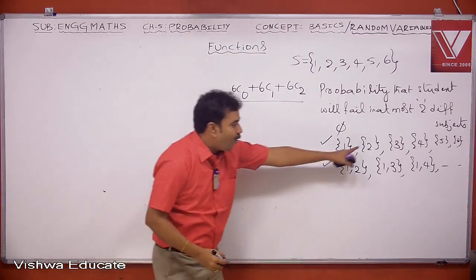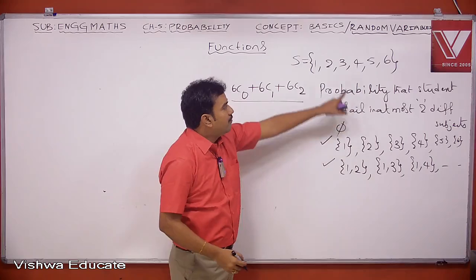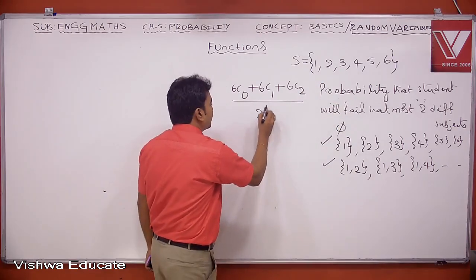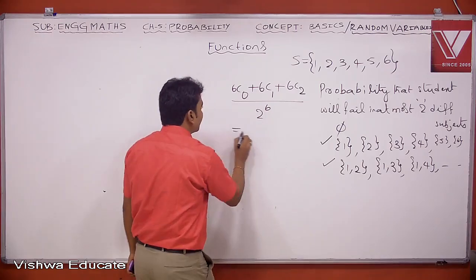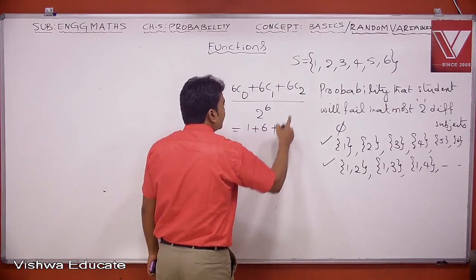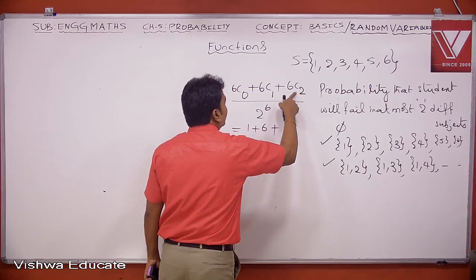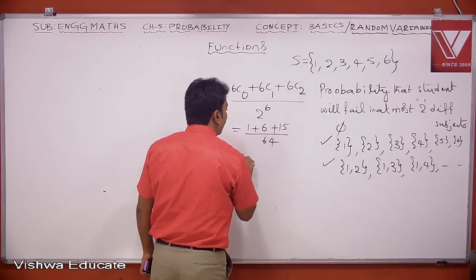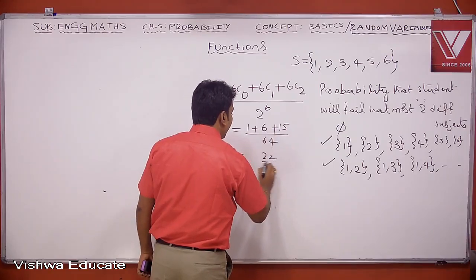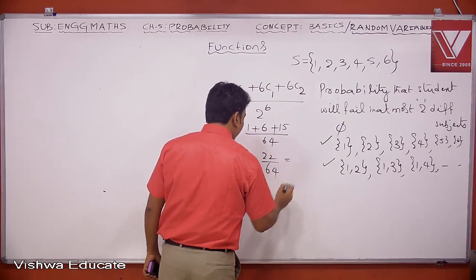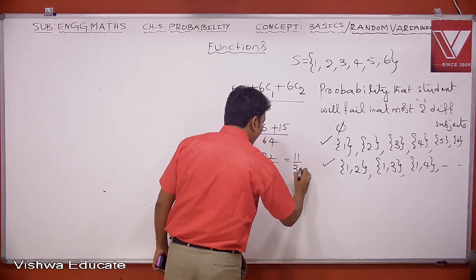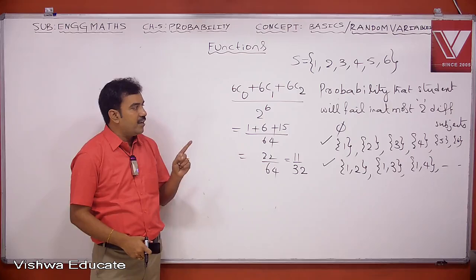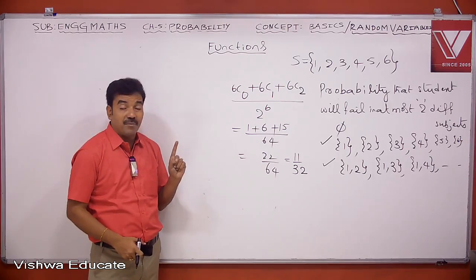So basically all these are subsets of S. When you take a set of 6 elements, the total number of subsets of S is 2 power 6. Therefore this is 1 plus 6 plus 6C2, which is 6 into 5, 30 by 2, 15, divided by 64. Therefore this is 22 divided by 64. So therefore the probability is 11 out of 32. Therefore the probability that the student will fail in at most 2 different subjects is 11 by 32.